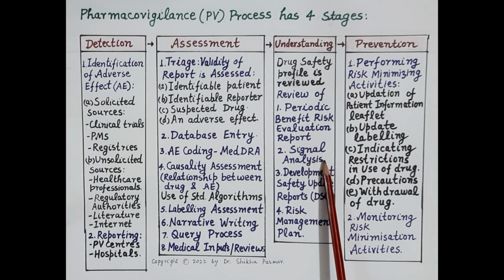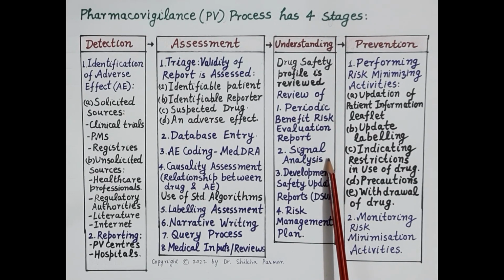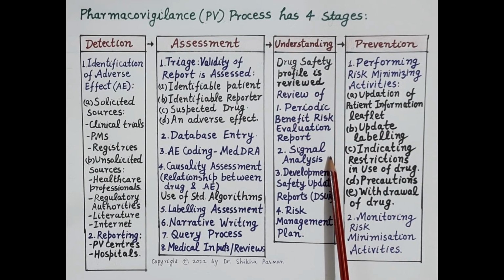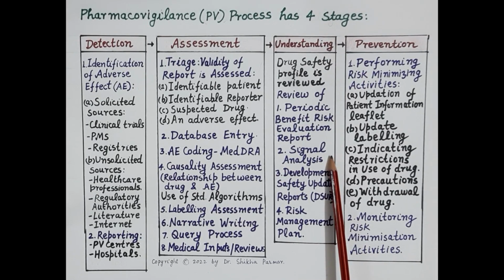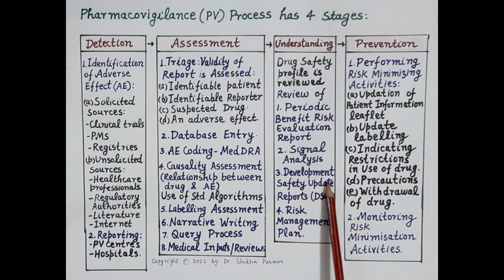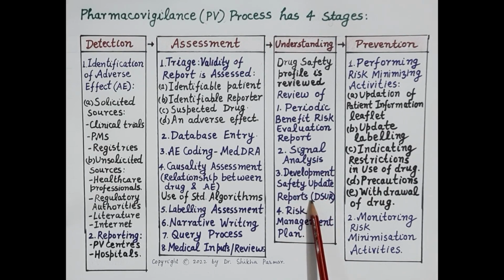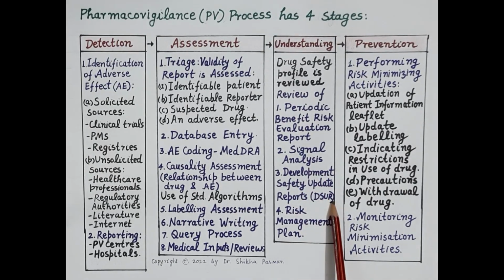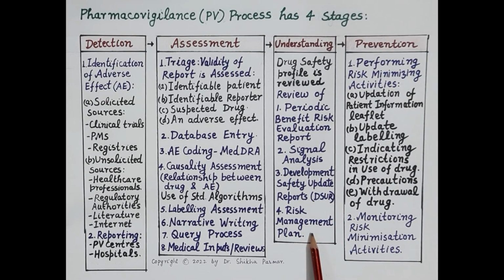Second is the signal analysis. That is, huge data on adverse effects, that is the safety database on the drug obtained from a huge number of sources and regions, is again analyzed. Now, in addition to this, the development safety update report, that is DSUR, collected during the development of the drug, is closely examined and reviewed. Another is the review of the risk management plan.